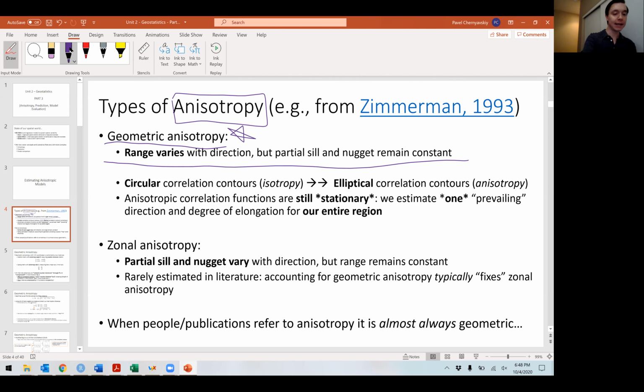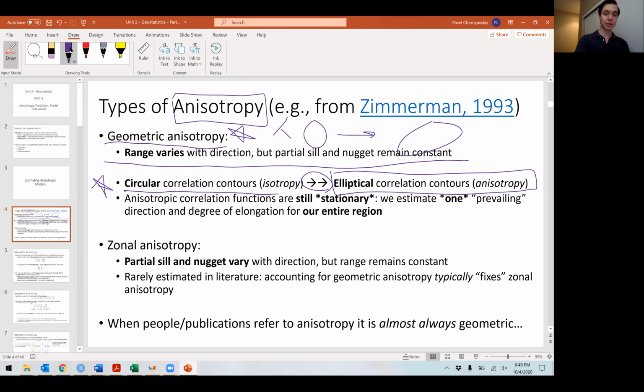So what you're thinking is your circular correlation contours for any point, either your observed point or unobserved point, become elliptical correlation contours. Right? So circle to ellipse. The circle is isotropy. The ellipse is anisotropy. I know these things are tough to say, anisotropy. I had to practice.